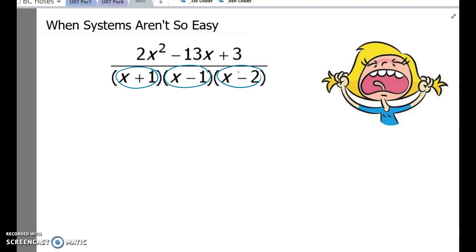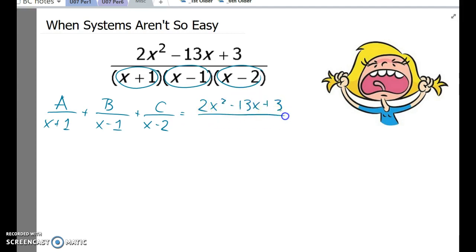But here, since we have three linear non-repeating factors in the denominator, in other words, there just aren't any exponents at all to deal with, that means I just need a constant over x plus 1, another constant over x minus 1, a third constant over x minus 2, and that needs to equal the original expression. And our job is just to figure out what those constants are. Here, I'm okay if you just put a little scribble there, because the rest of our work is going to make it clear what we mean by that scribble.